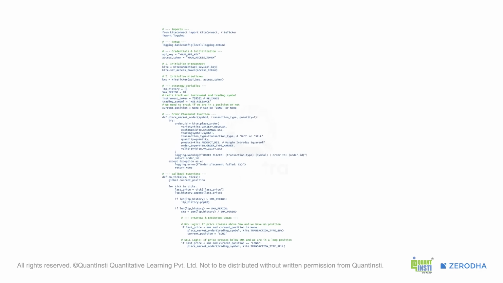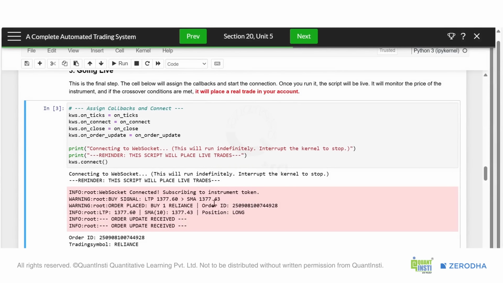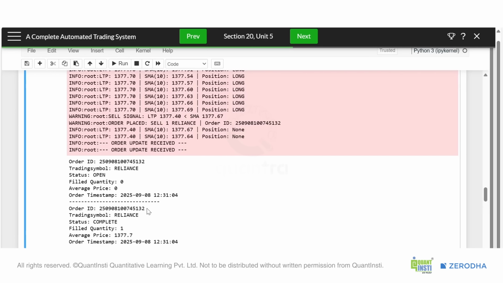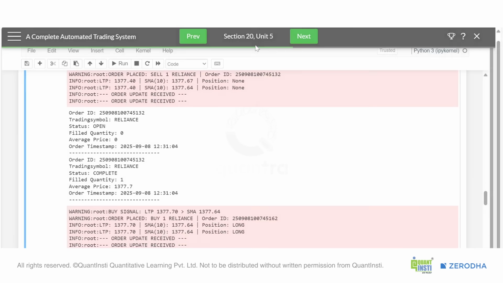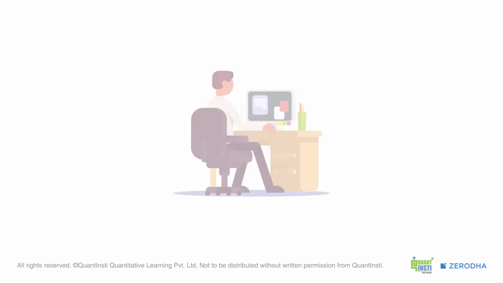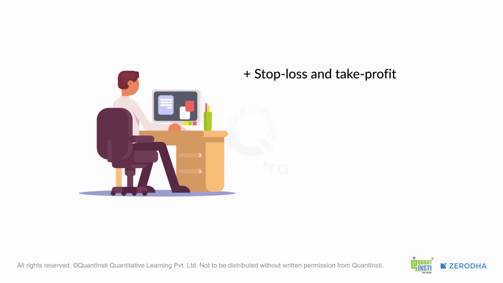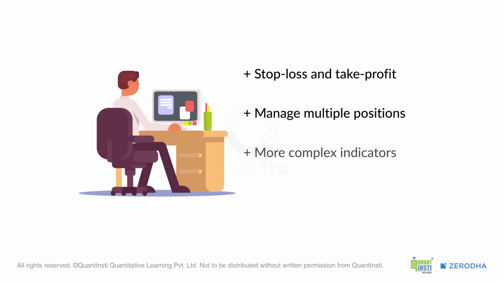And that's it. If you run this script, it will watch the market, and the moment its conditions are met, it will place trades on your behalf. You have officially built a complete end-to-end automated trading system. Congratulations! This is a huge milestone, but it's also just the beginning. From here, you can make your system infinitely more sophisticated. You could add a stop loss and take profit to your orders, manage multiple positions at once, incorporate more complex indicators, or even add error handling to try and reconnect if the WebSocket drops.